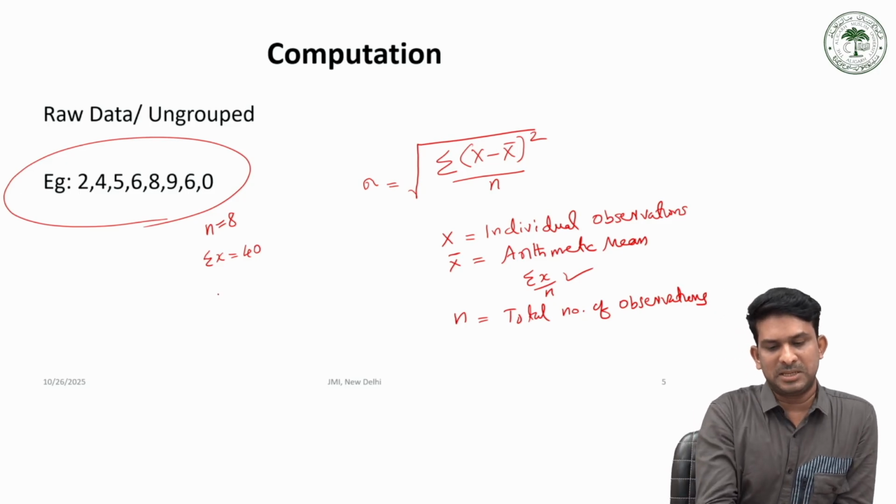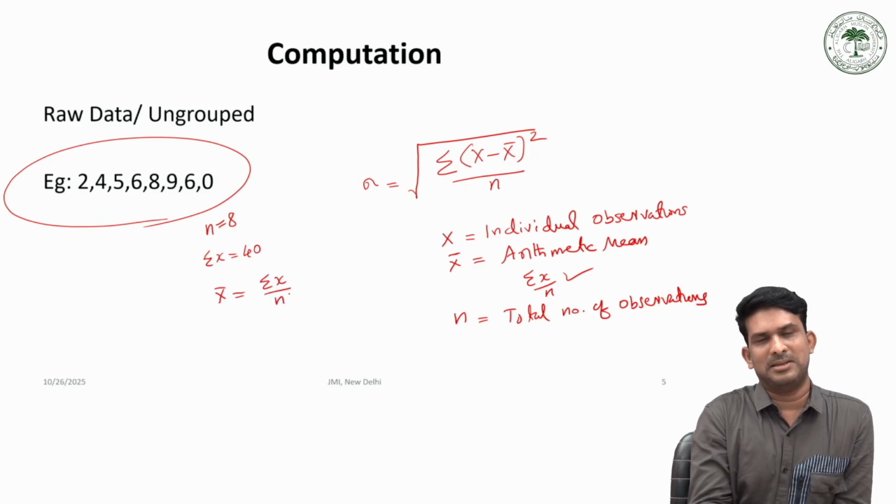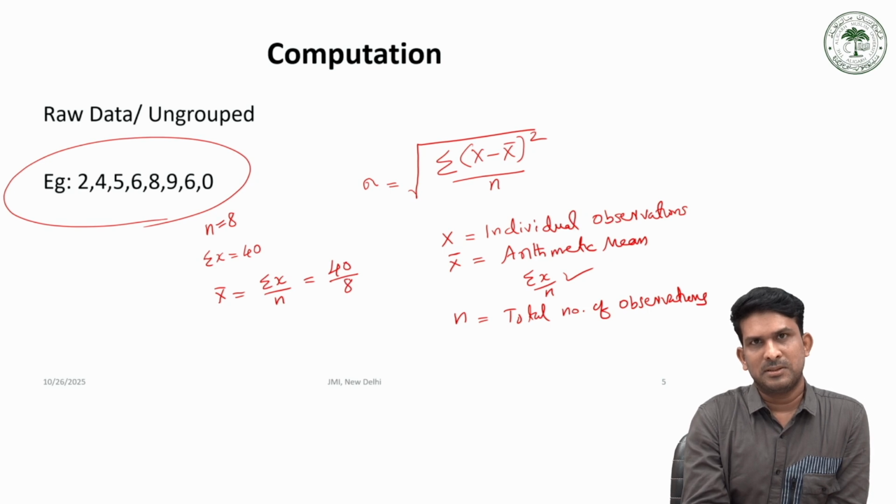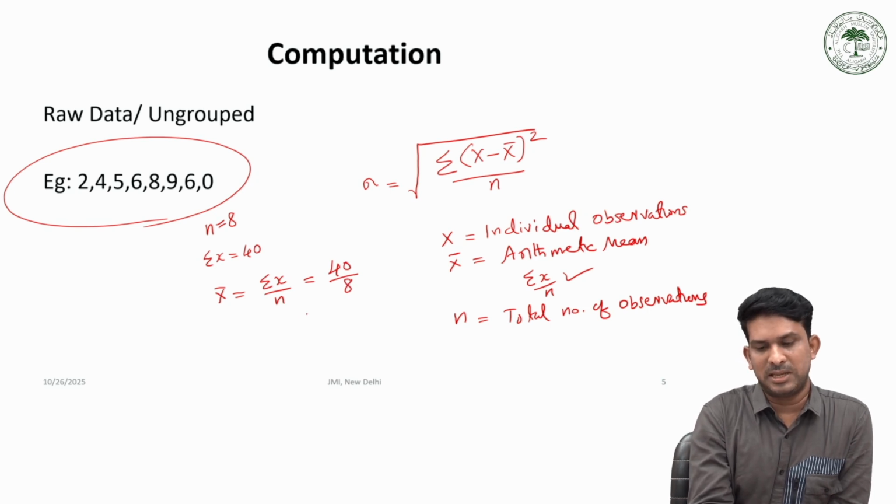What is arithmetic mean? X bar or arithmetic mean. What is it? Sigma x by n. How will you go for that? Sigma x we got is 40 upon number of observations, it is 8. Am I correct? Yes. What is the answer? 40 by 8, 5. 5 is the arithmetic mean of the group.